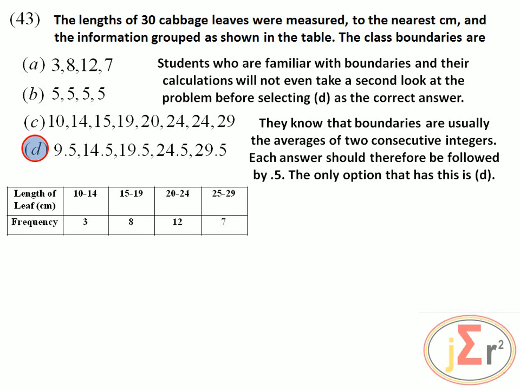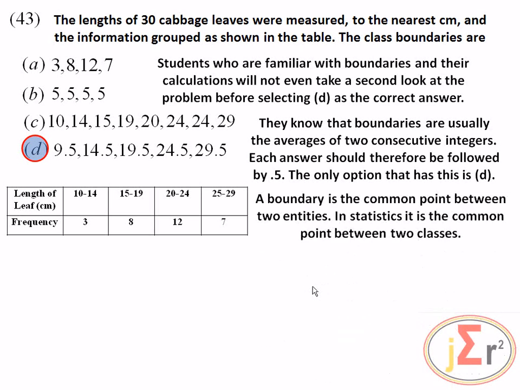Because the boundaries are calculated by taking the average of two consecutive integers, we will always have 0.5 in the answers, especially in this particular case. Therefore, the correct answer should be the option that has values like 9.5, 14.5, etc. Only option D has those. It is the correct answer.